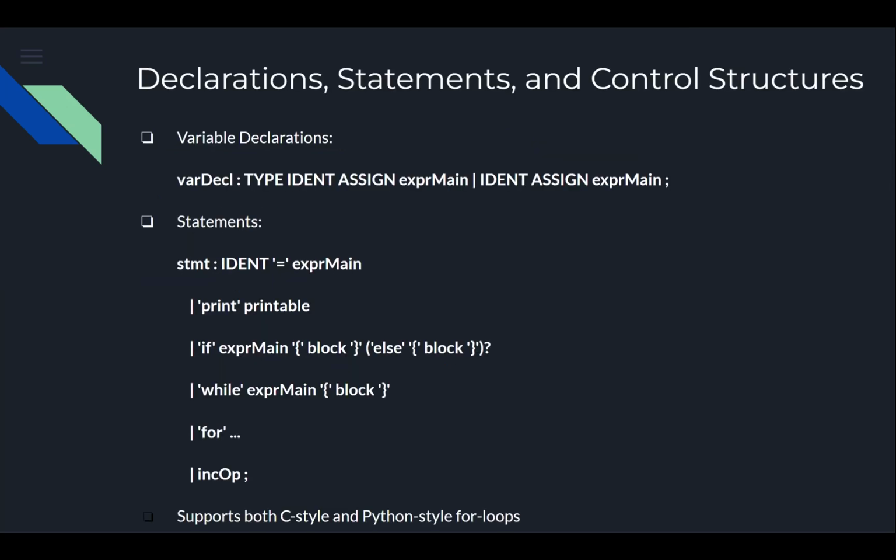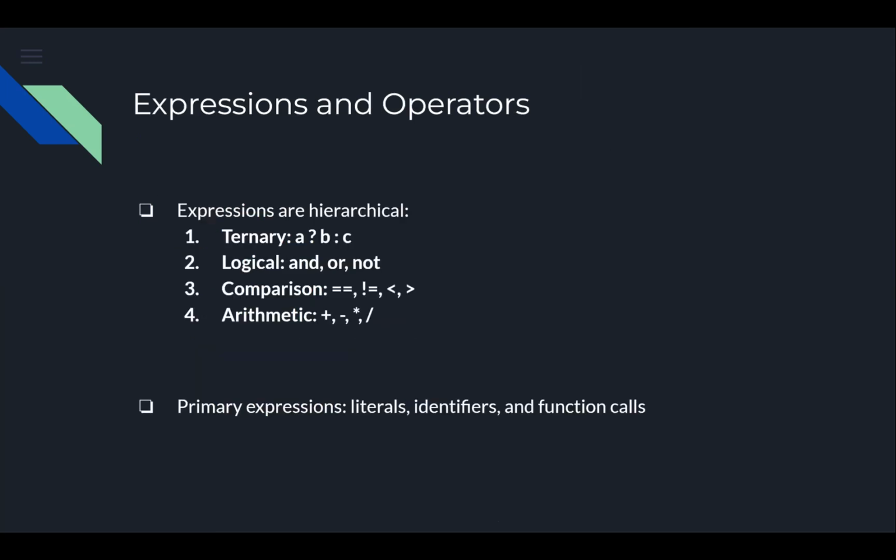So this slide covers the variable declaration and the control structures. A variable can be declared with a type or just reassigned directly. For instance, both int a = 5 and a = 5 are valid. Statements include variable assignments, print commands, if and else conditions, loops, and increments. Sinlang supports C style and Python style loops, which gives the programmer flexibility on how to write. Next are the expressions, and the expressions are parsed in layers from the top level hierarchy to atomic units.